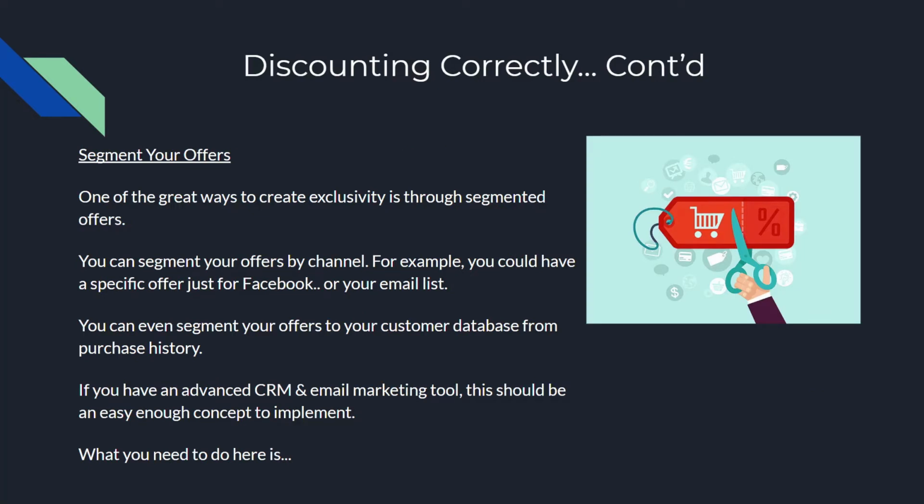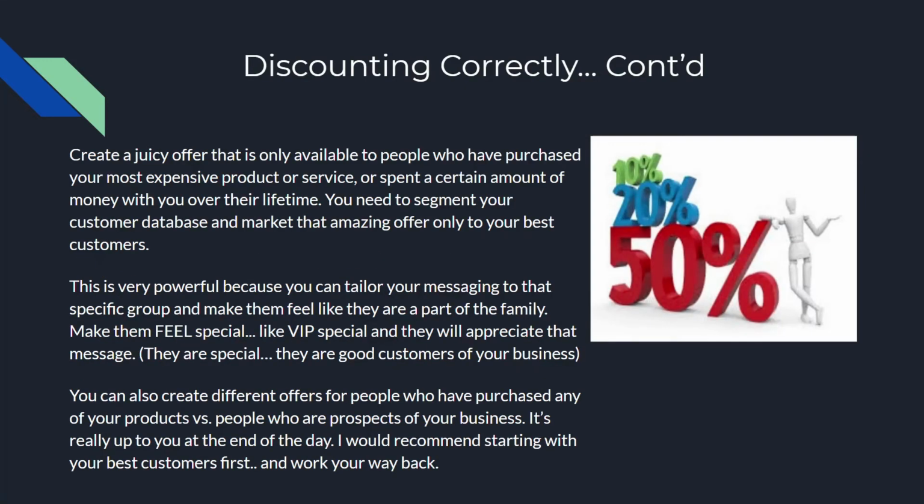Now, one of the great ways to create exclusivity is through segmented offers. You can segment your offers by channel. For example, you could have a specific offer just for Facebook, or for your email list, or for your chatbot. You can even segment your offers to the customers in your database by purchase history, for example. If you have an advanced CRM or email marketing tool, this should be an easy enough concept to implement. What you need to do here is create a juicy offer that is only available to people who have purchased your most expensive product or service, or spent a certain amount of money with you over their lifetime.